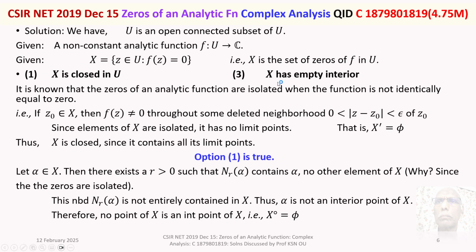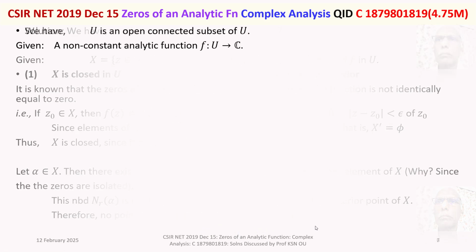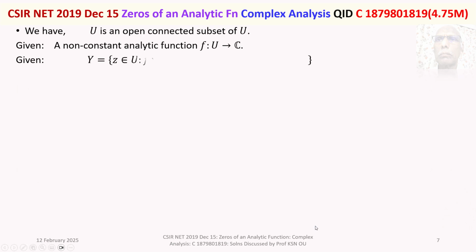So option 3, X has empty interior, is correct. Option 3 is also true. Thus we have shown option 1 is true and option 3 is true. And we move to the next slide for the discussion of the remaining options.